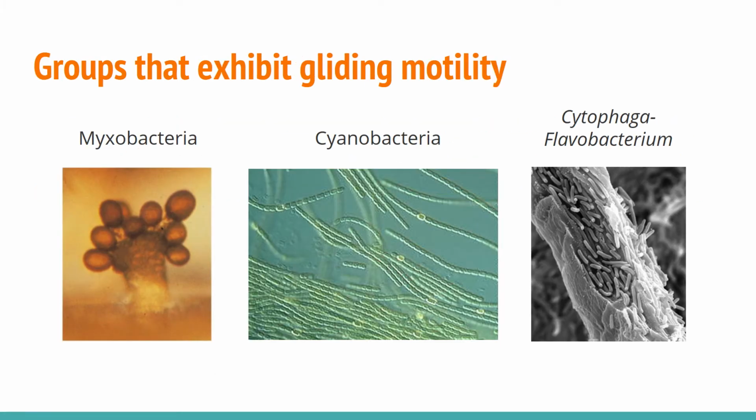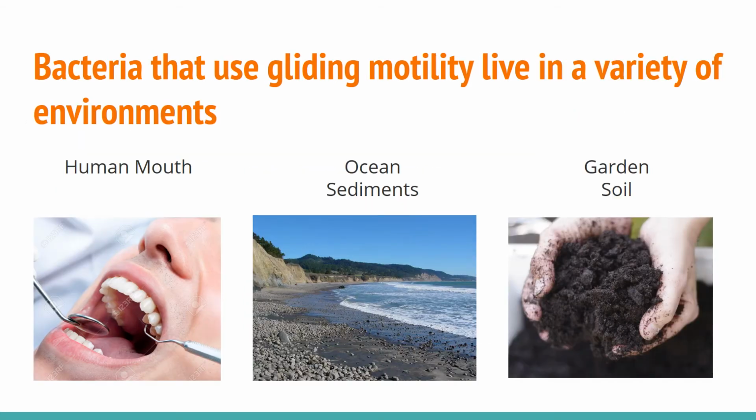These are some of the different groups of bacteria that exhibit gliding motility. If you remember from class, we've talked about cyanobacteria a lot. The bacteria that exhibit gliding motility live in a variety of different environments, including marine, soil, and the human mouth. It really makes you want to go to the dentist and get those teeth cleaned, doesn't it?